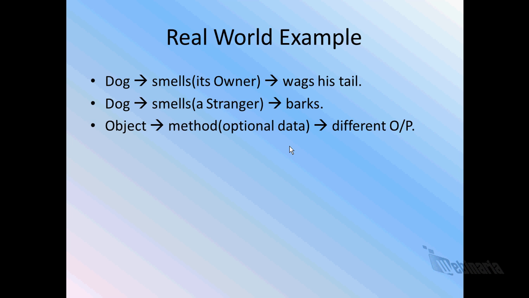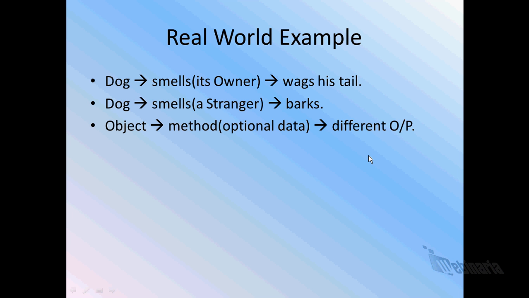Here the method is going to take some optional data. Whether or not it takes the data depends on the method and the object. So the object, by using some method, is going to give you different outputs. Here you can see the dog is smelling, and depending on what the data is, the owner or the stranger, it behaves differently, wagging its tail or barking. Similarly, the object is going to use a method, some optional data is provided to the method, and now the object is going to give you different outputs.